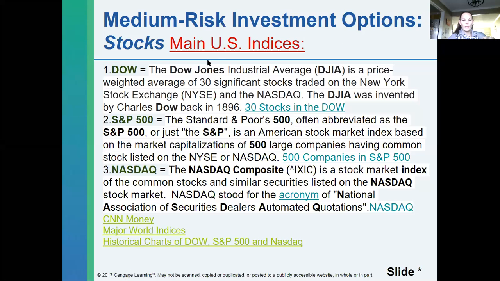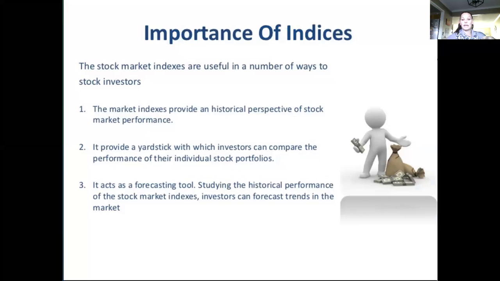So that was those links, the main US indices. This next slide is a picture. I like the idea of it, but it does have some typos, so I couldn't edit it. It just says the importance of the different indices. The stock market indexes are useful in a number of ways to investors. They give a historical perspective, which I briefly showed you, but you can definitely go into more detail. It's also a forecasting tool. It gives you an idea based on the history, and investors can make predictions about what is going to happen.